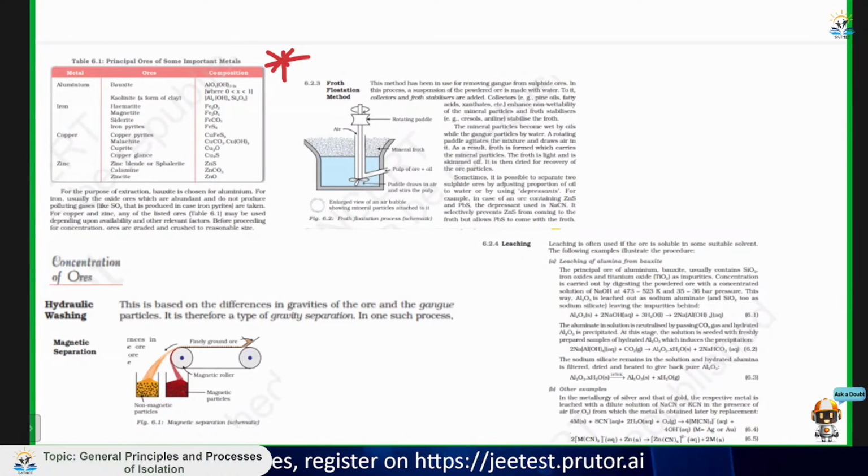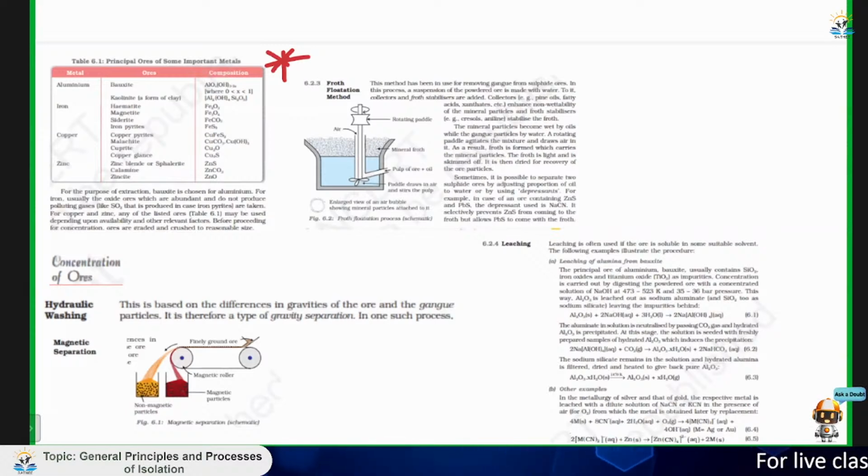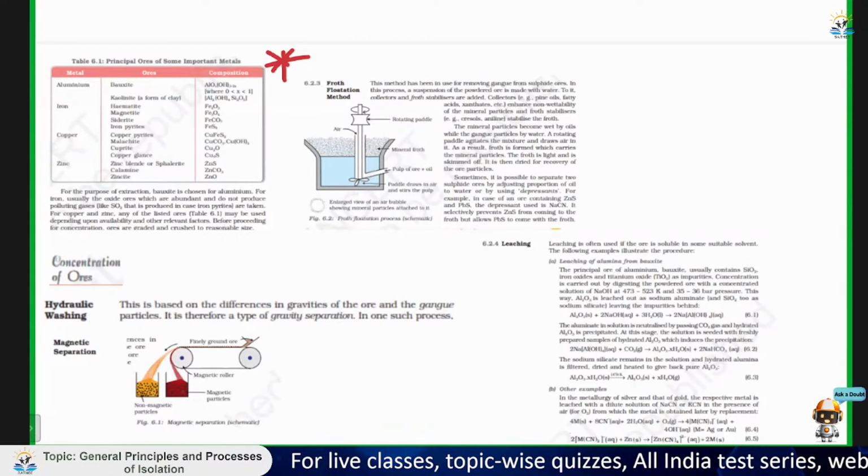Sometimes it is possible to separate two sulfide ores by adjusting the proportion of oil to water or by using depressants. కొన్నిసార్లు in sulfide ores you're gonna have one or two sulfides. Like if the copper pyrites ఉంది, in your copper pyrites it is essentially CuS and FeS2, రెండు ఉంటాయి. If you're gonna need only copper ore, there are methods. అయితే you're gonna adjust the proportions of oil to water, like ఎక్కువ ఆయిల్ వేయడం, తక్కువ ఆయిల్ వేయడం, or you're gonna add depressants.